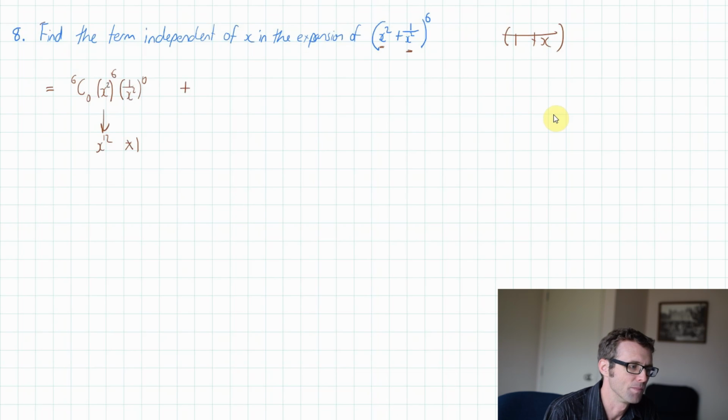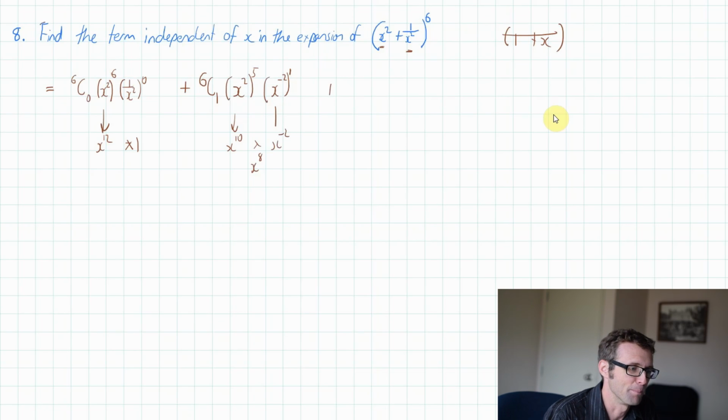Let's look at our next term. 6 choose 1 x squared, and this time it's going to be to the power of 5, and maybe we can write x to the minus 2, because you know that x to the minus 2 is the same as 1 over x squared. This might make life easier for us, and that's to the power of 1. So you've got here x to the power of 10 multiplied by x to the negative 2, and that will give us x to the 8, which is not what we want, but we're getting closer.